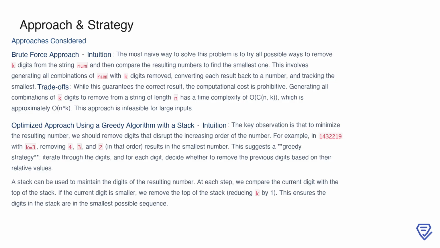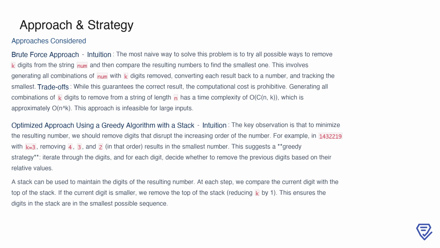When approaching this problem, a naive solution is to try all possible ways to remove exactly k digits from the number and compare all the resulting numbers to find the smallest one. While this brute force approach guarantees the correct result, it becomes computationally expensive very quickly. The reason is that generating all combinations of k digits to remove from a string of length n has a time complexity of approximately n to the power of k. For large inputs, this is simply infeasible.